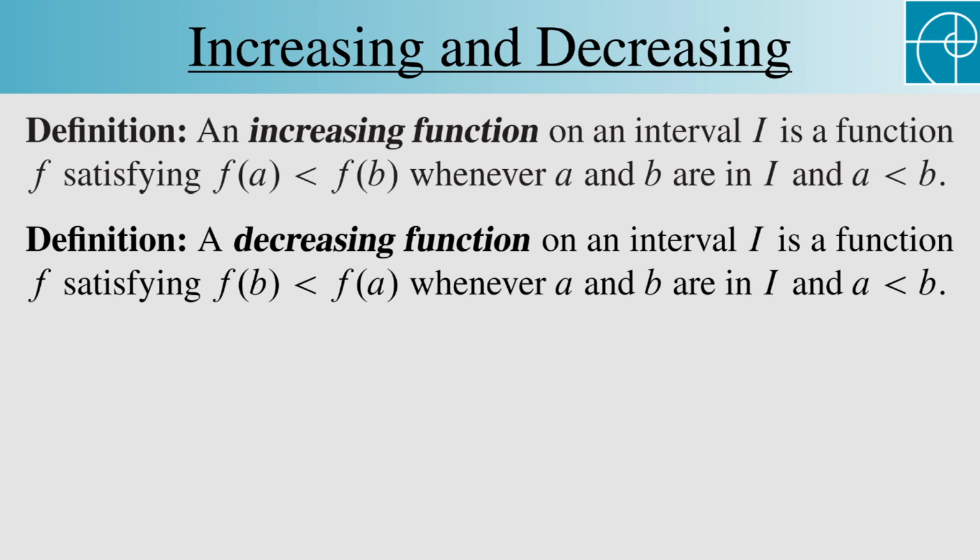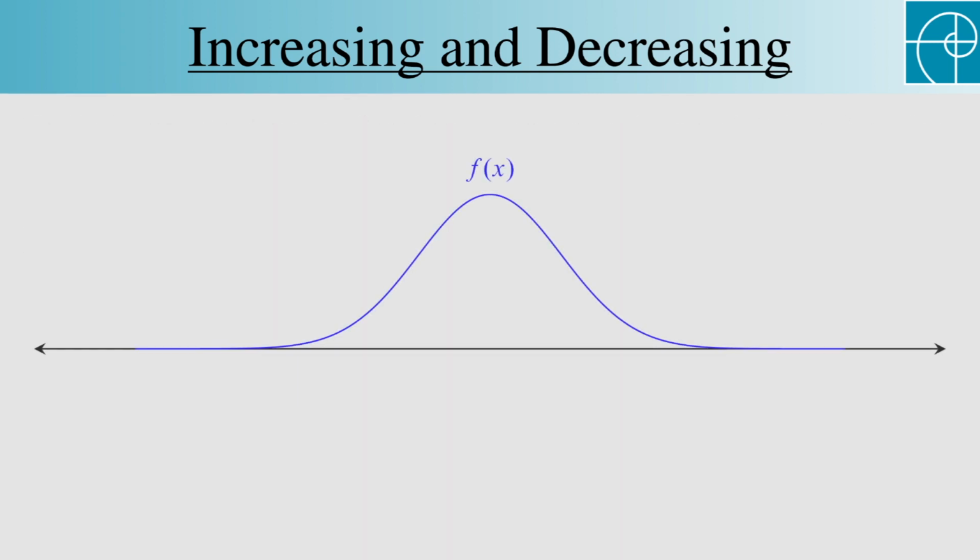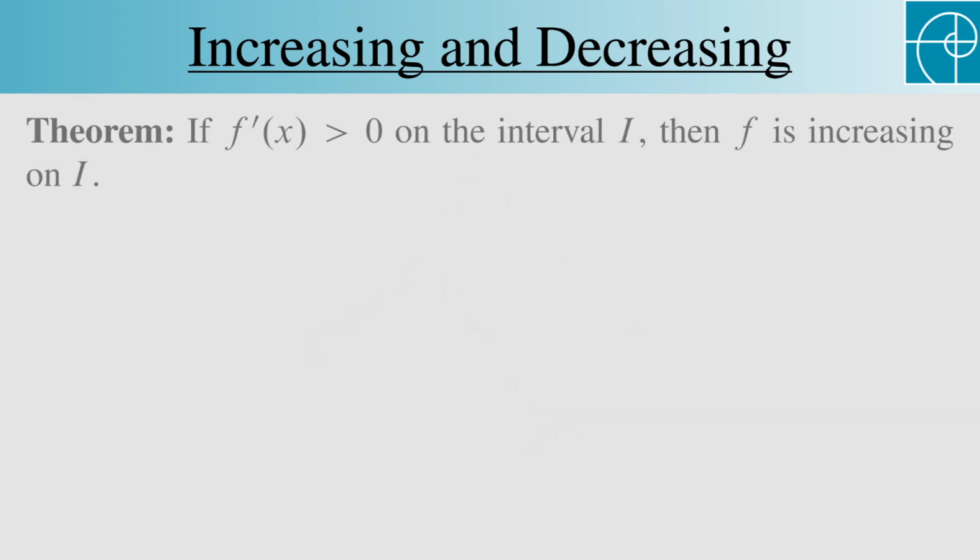Because of this connection with secant lines, there's also a nice connection with derivatives when f is differentiable. Let's look at the graph of a function, and we'll call this interval I. We can see that f is increasing on I. Now let's add the graph of f prime. We can see that f prime is positive on I. This happens because every tangent line of f on I has positive slope. This has a nice consequence, namely that every secant line of f also has positive slope. So we get this theorem. If f prime of x is greater than 0 on an interval I, then f is increasing on I.